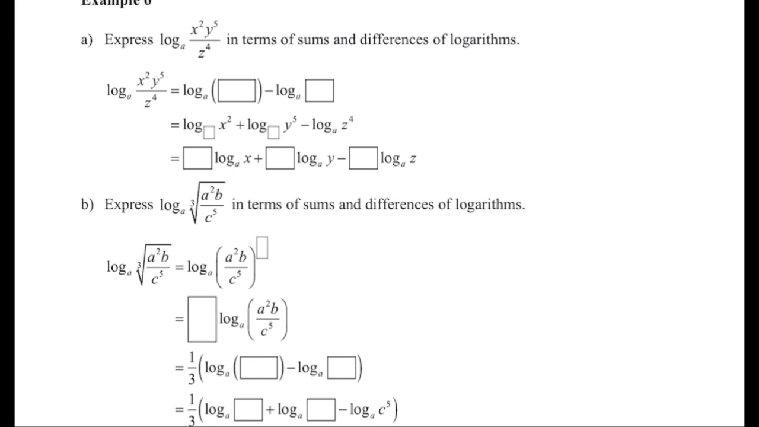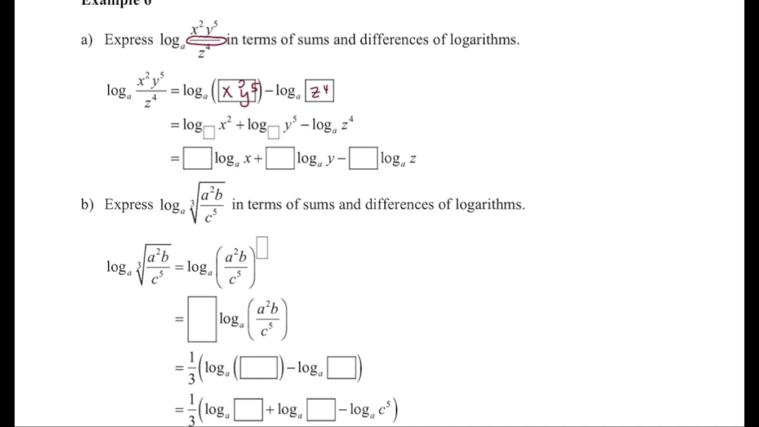Let's express log base a of x squared y to the 5th over z to the 4th in terms of sums and differences. So we want to expand this. The first thing I'm going to do is notice that we have this division sign here. So we're going to use the quotient rule first. The quotient rule says that I can subtract my denominator from my numerator. That will provide us then with log base a of x squared y to the 5th minus log base a of z to the 4th.